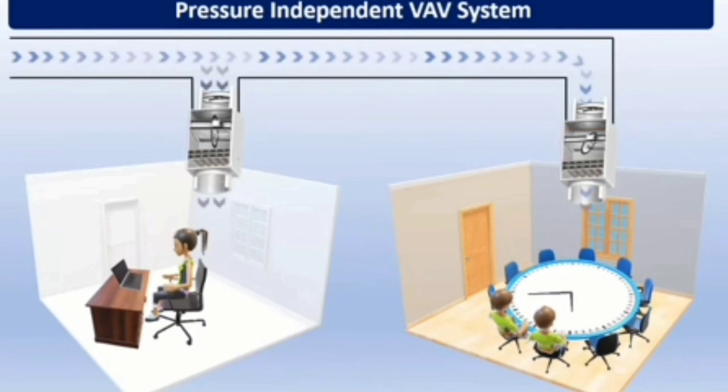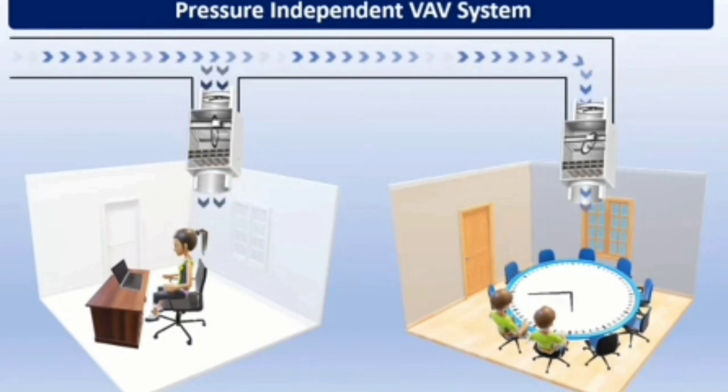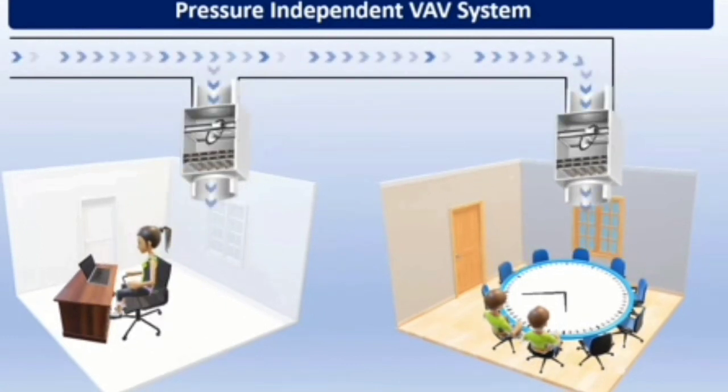This partial closing of the damper will result in high static pressure in the supply duct and flow to the other room will increase. VAV controller will sense this increase in airflow and will immediately adjust the damper to maintain the airflow set point. So as you can see in this example, the flow through each VAV box is independent of the system static pressure. In this system, damper position is adjusted to ensure that the required airflow is flowing through the VAV box.